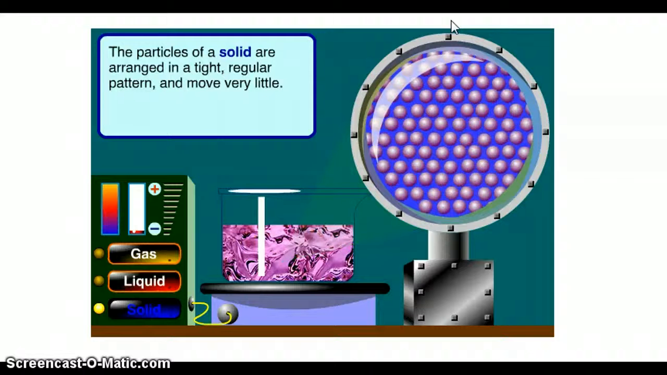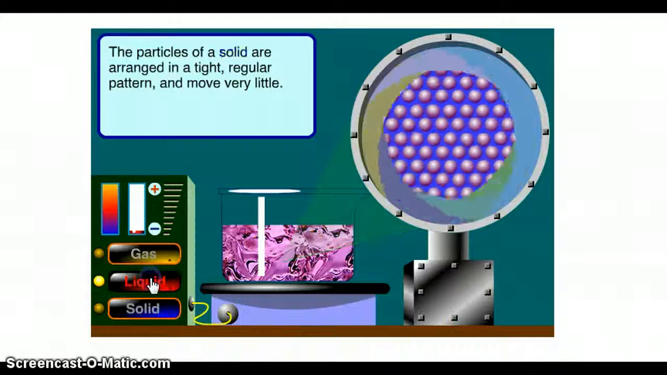The particles in a solid are arranged in a tight, regular pattern and move very little. They basically just vibrate in place, but they always stay in the same location. They're really, really close together. This is why solids are hard and have a definite shape, so they don't change shapes. Let's go ahead and melt it into a liquid and see what happens.